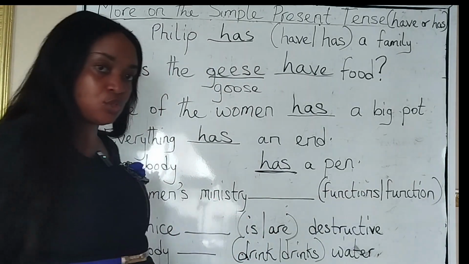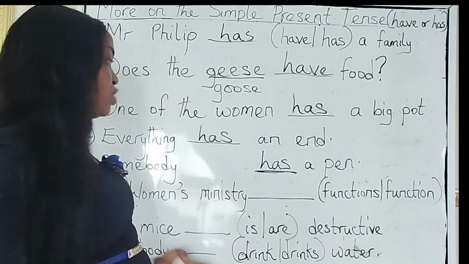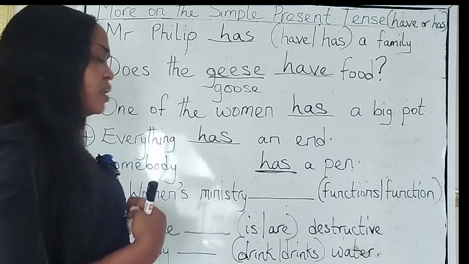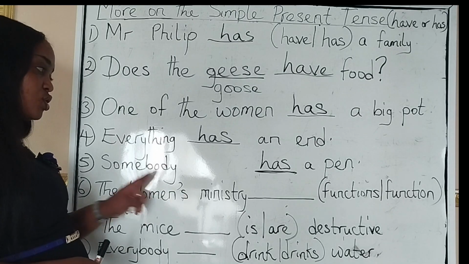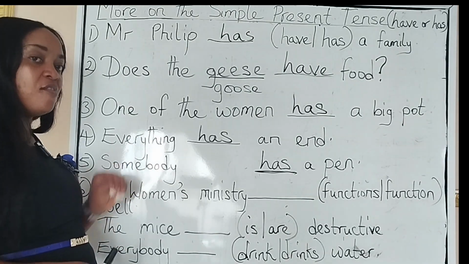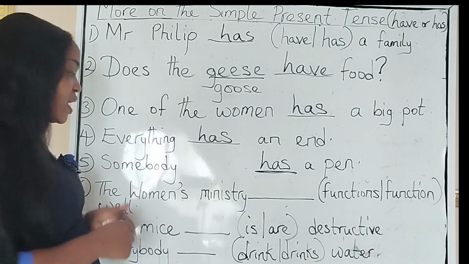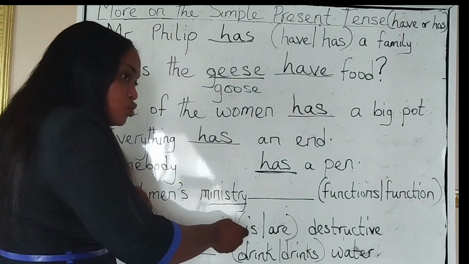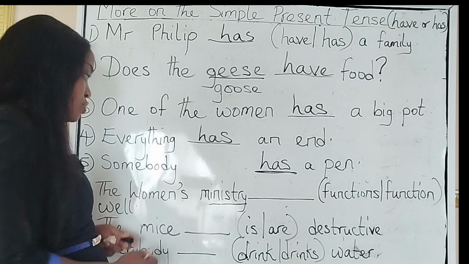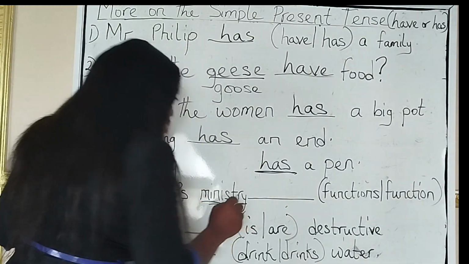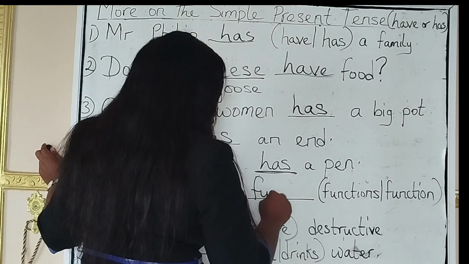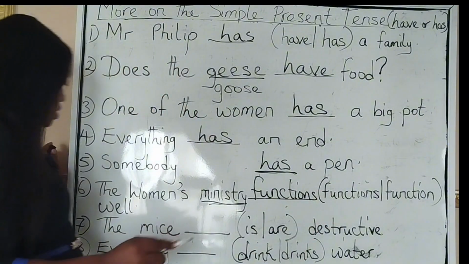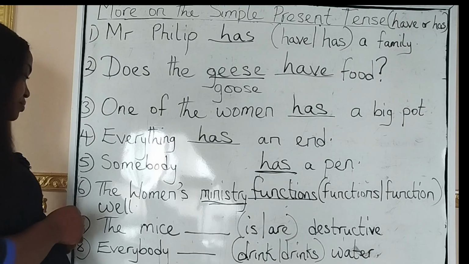Now from 6 to 8, we are going to select a correct verb from the brackets to complete the structures. So number 6, the women's ministry. Do you say function or functions? Think about it. The women's ministry functions well. Of course, we are looking at ministry here, not women, but women's ministry, indicating ownership. Good. But here we are working with the ministry, and here we say functions. Correct.